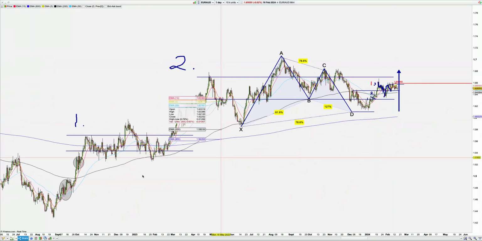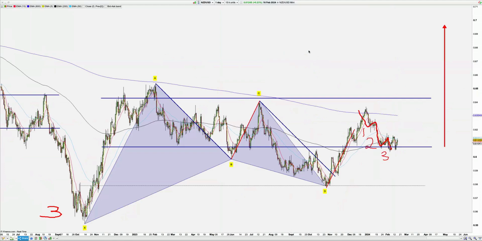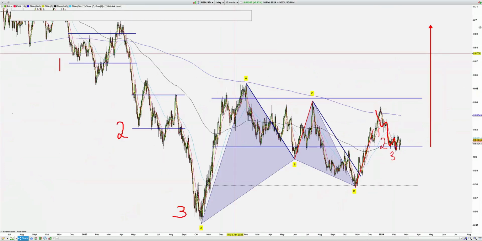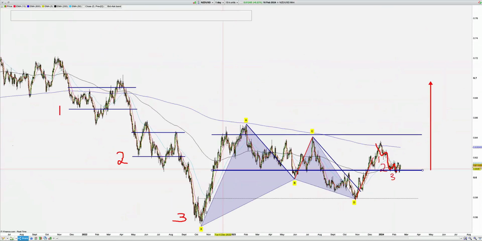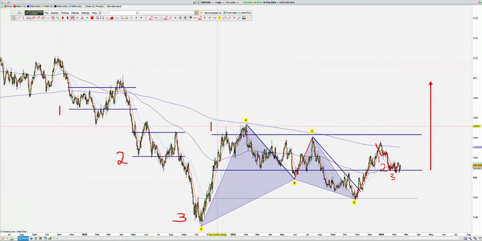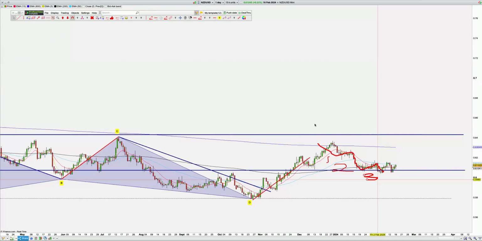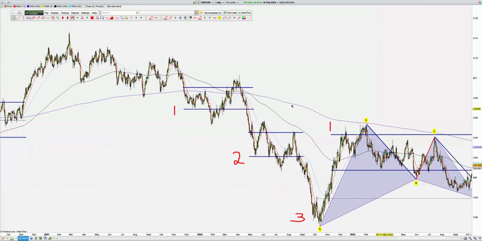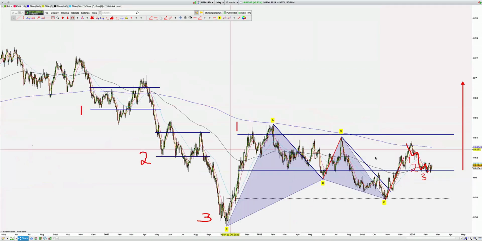NZD USD. Same thing. Lovely Gartley pattern. Pattern on the way down. The 1, the 2, the 3. This is a 1 up. We have changed and broken characters. We pushed up in 3. We pulled back in 3. It's do or die for this one. Personally, I think because we haven't broken this zone and we're all part of the same thing, we could be looking at something like USD, AUD USD. We'll see how it plays out.